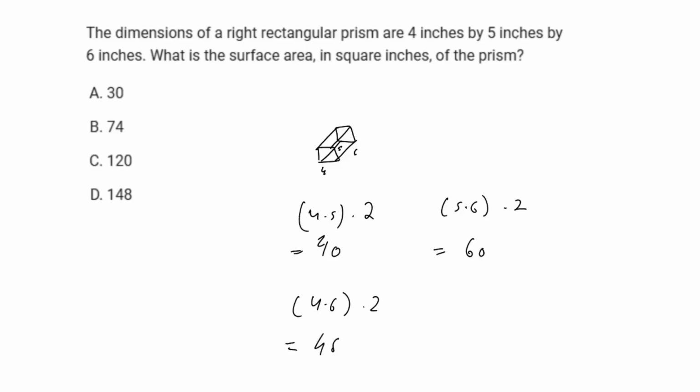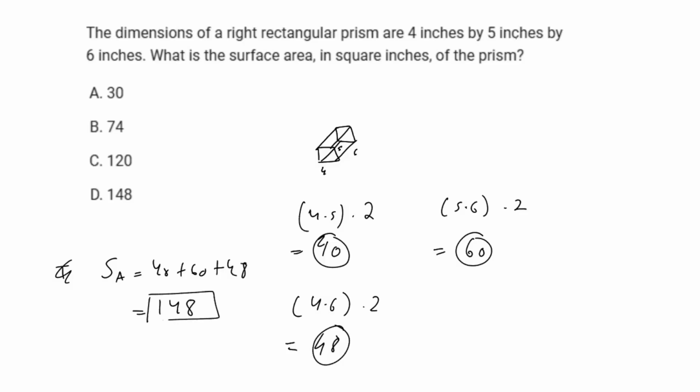So now what are we going to do? We're going to add all of these surface areas together. So our total surface area is going to be equal to 40 plus 60 plus 48, and this is equal to 148. So therefore, our answer to this problem is 148.